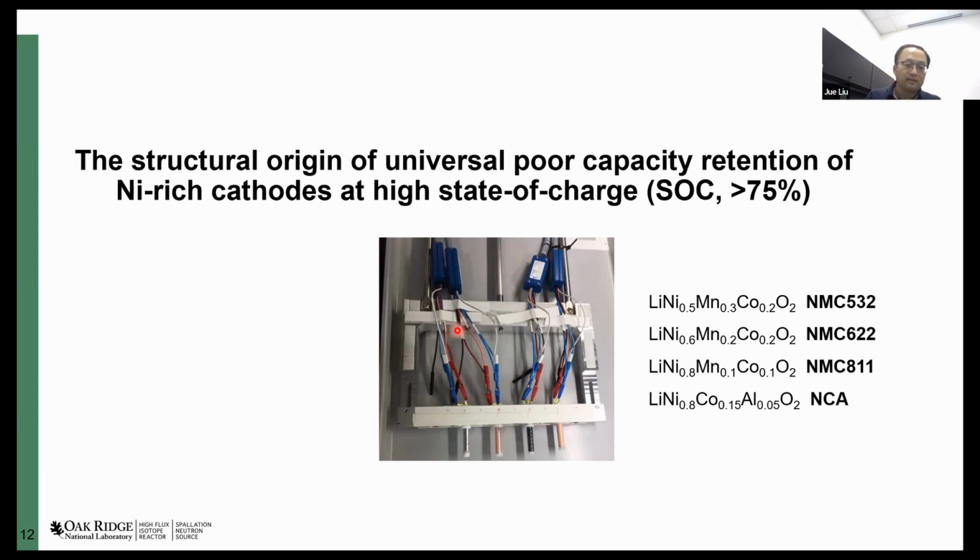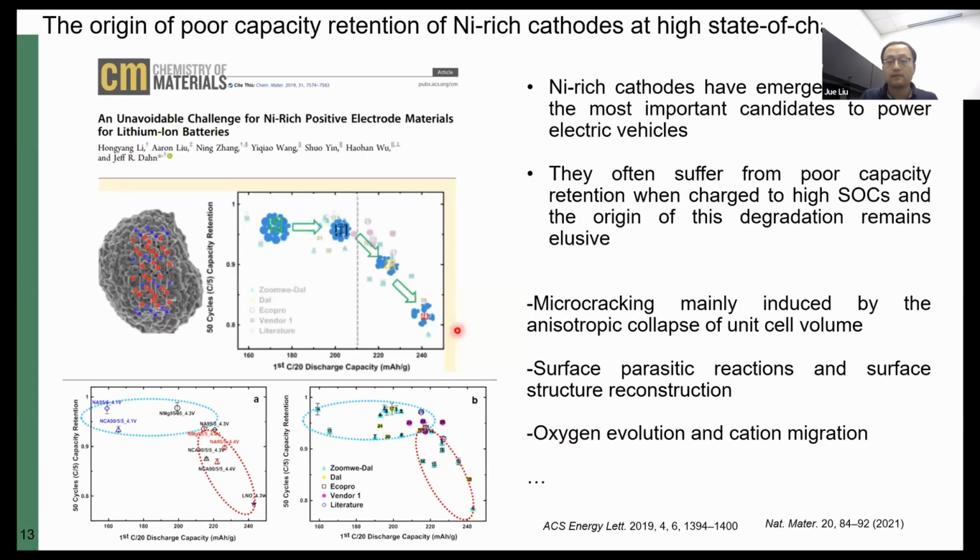So the example I want to give you here is a very interesting phenomenon. It's called the universal poor capacity retention in the nickel-rich cathodes. When you charge more than 75% lithium out from the system, universally you will get a very poor capacity retention in this material. This material itself is very important. It's probably one of the most important candidates to power electric vehicles.